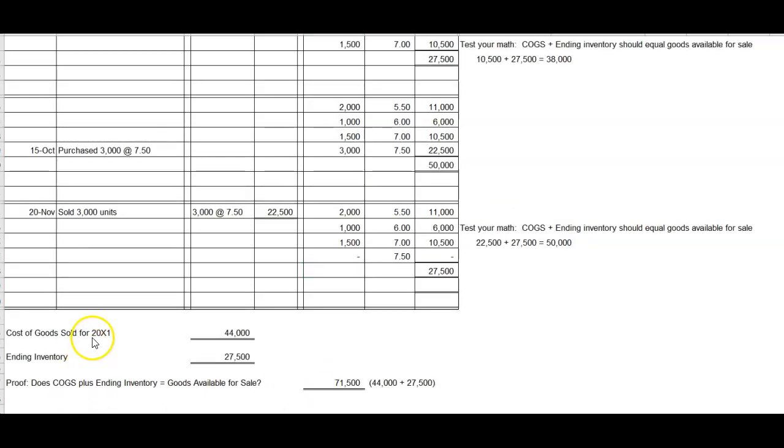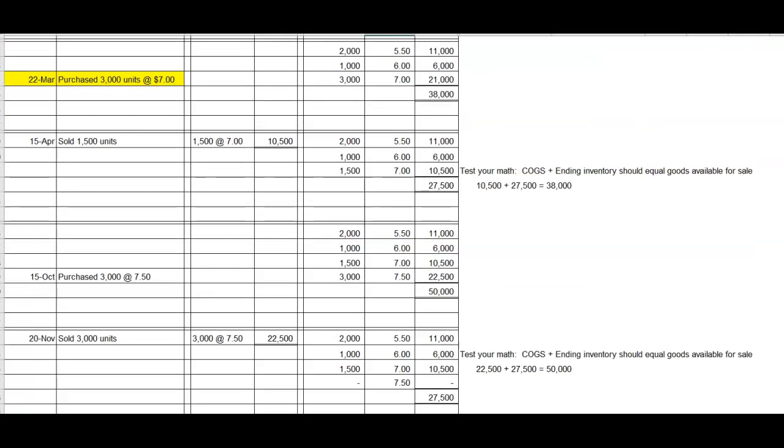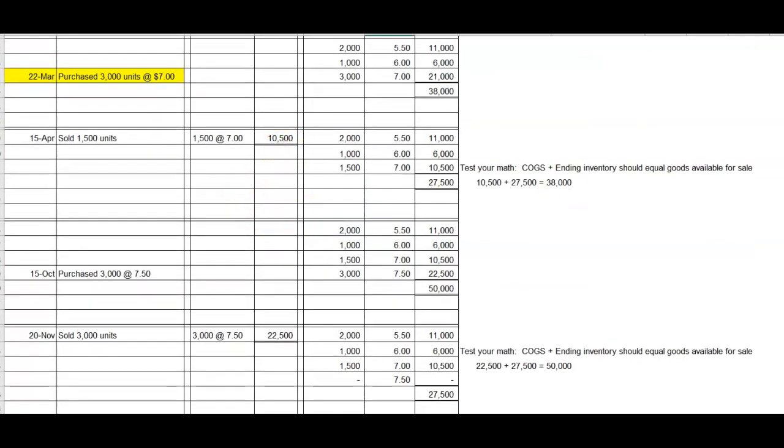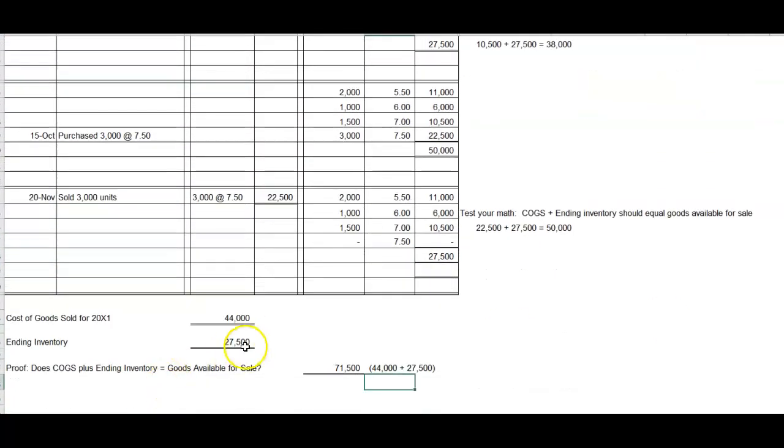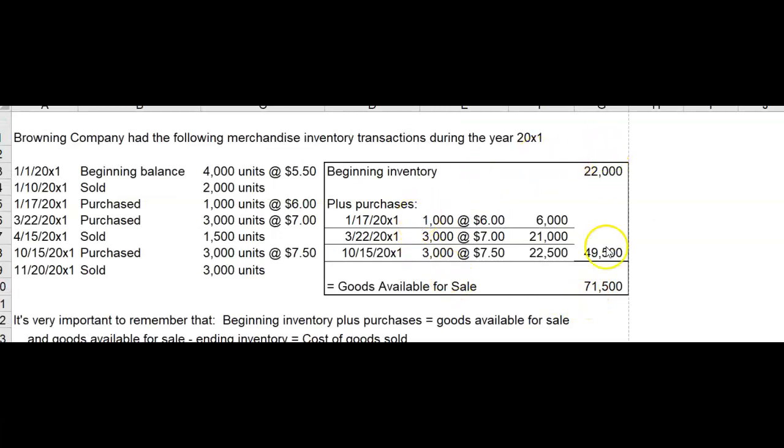Did you calculate LIFO cost of goods sold for the year at $44,000, which is the 3 cost of goods sold figures of $22,500 plus $10,500 plus $11,000, and ending inventory under LIFO is $27,500. Add those two numbers together and you calculate $71,500, which does equal the annual calculation of goods available for sale, $71,500 on the data sheet.